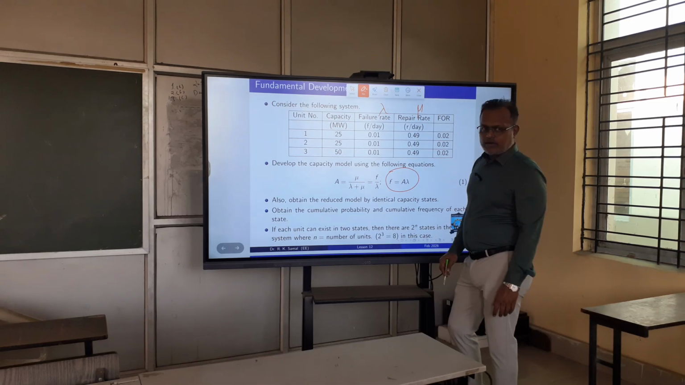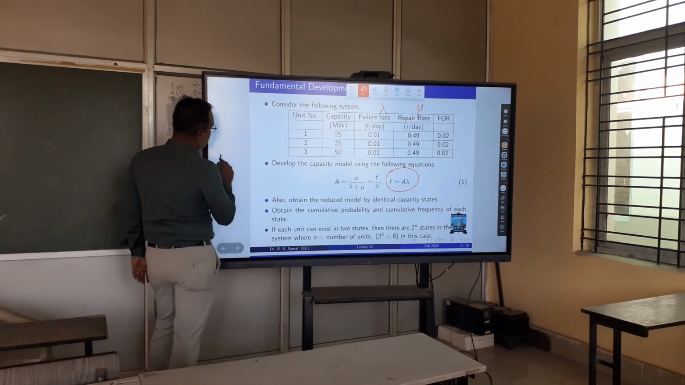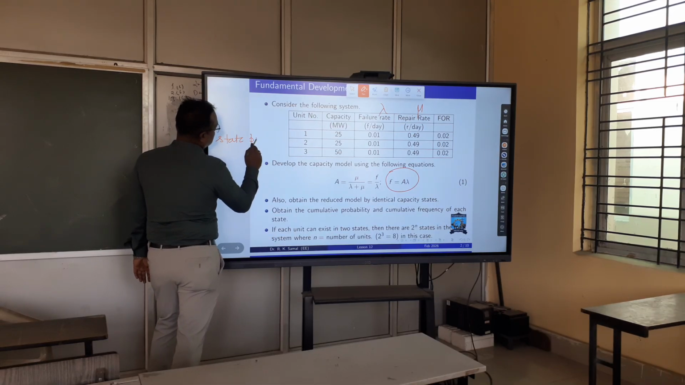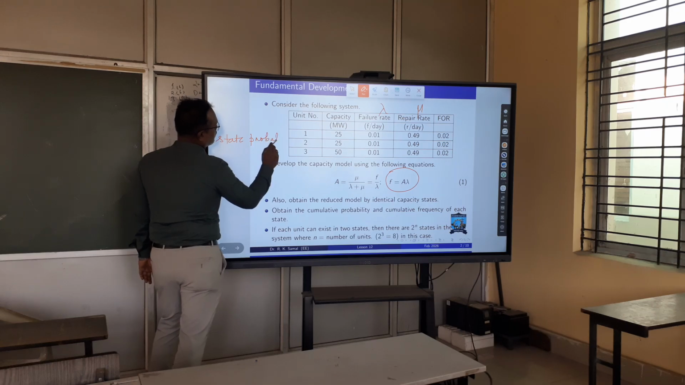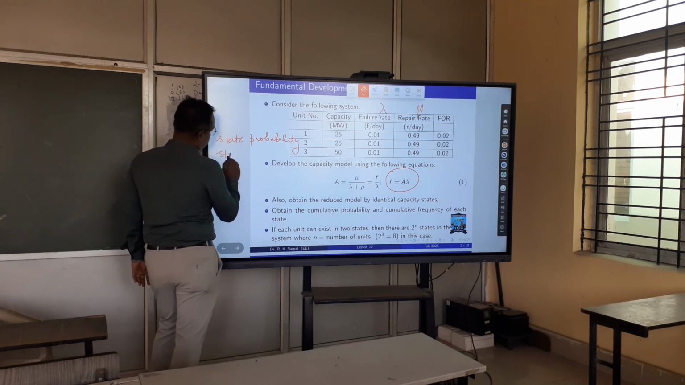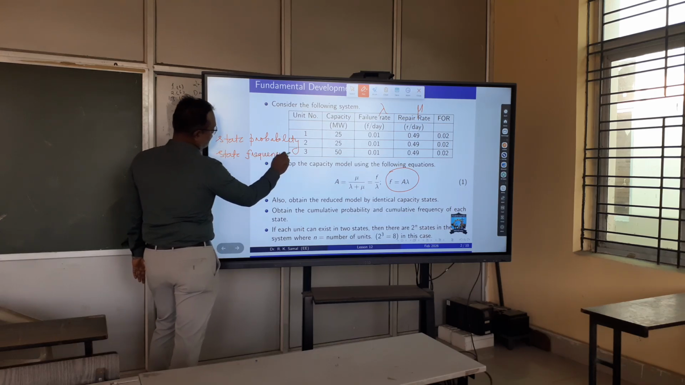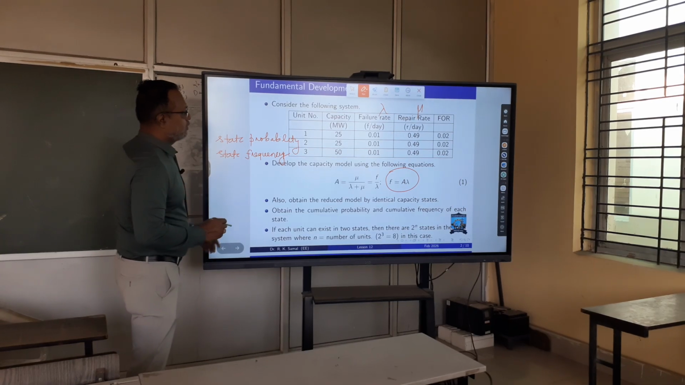Okay. So what we are going to exactly calculate for this problem? We are going to calculate state probability, which is, that means for what duration that state is available, and state frequency, right?